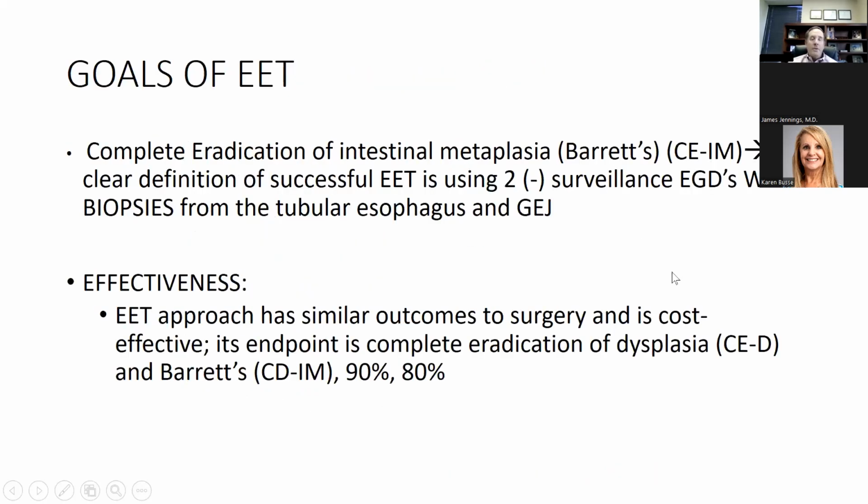Our goals of endoscopic therapy are to get rid of Barrett's esophagus. We want to turn it back into normal esophageal tissue, and doing ESD, EMR, and RFA, we're going to have complete eradication of dysplasia at about 90% and complete eradication of Barrett's without dysplasia at about 80%.